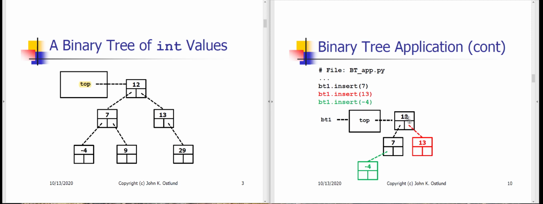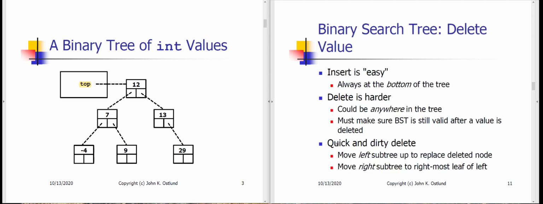And minus 4, well, that's less than 12, so we descend to the left. It's less than 7, so we descend to the left again. And here we've discovered that 7 is not referring to any node on the left, so that tells us where to put that node containing the minus 4. Well, insert is a relatively easy operation because we start with a well-structured binary search tree, and after we've done our insert, we still have a well-structured binary search tree.